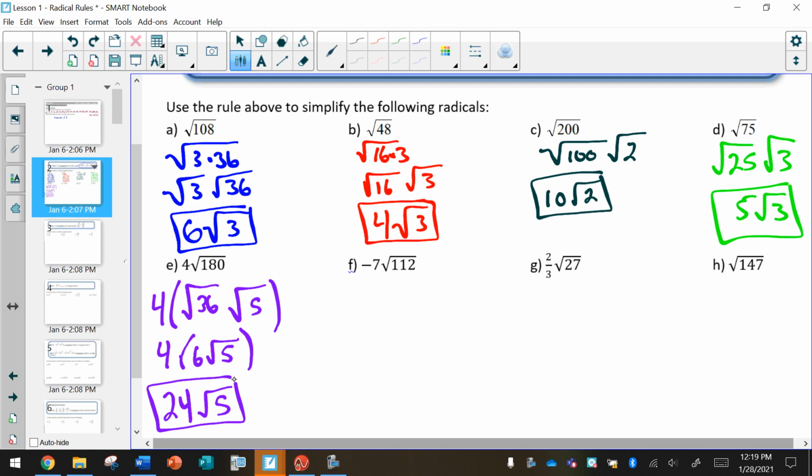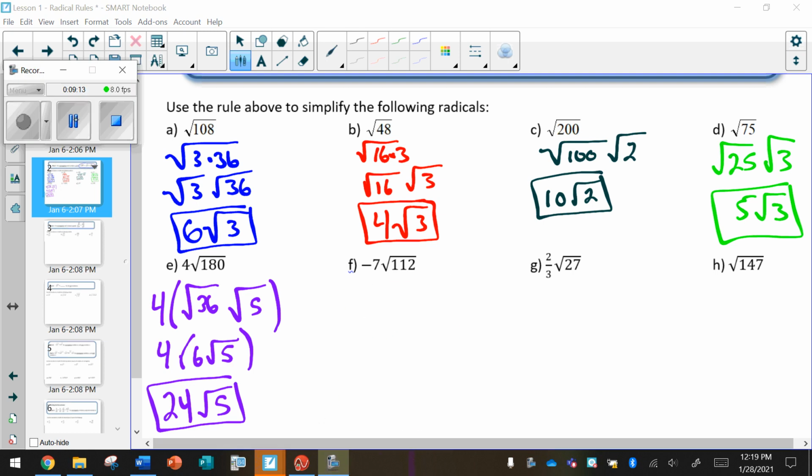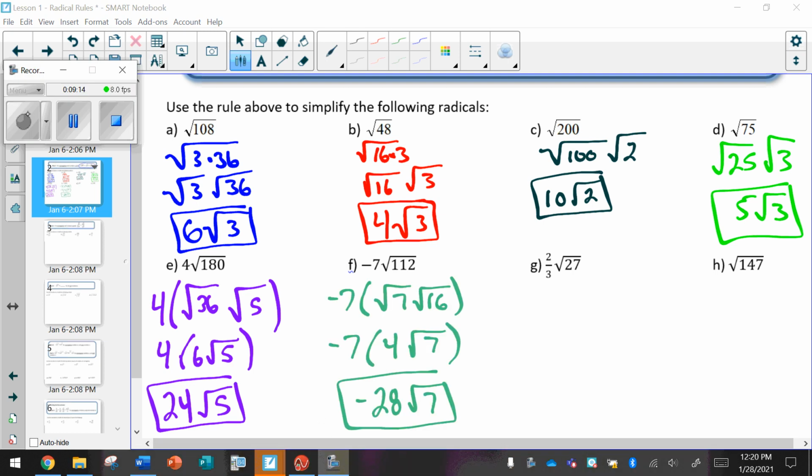So why don't you pause this, try F, and then we'll see how you did. So hopefully you were able to simplify the 112 into 7 times 16. Then the square root of 16 is the perfect square, so that becomes 4 radical 7. And then 4 times negative 28 becomes negative 28 radical 7. All right, so pause the video and try G.